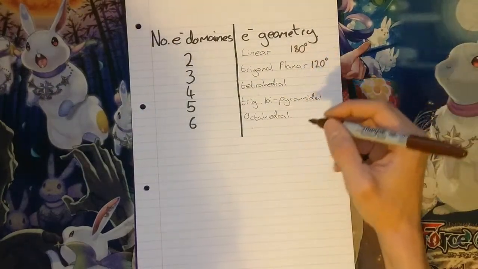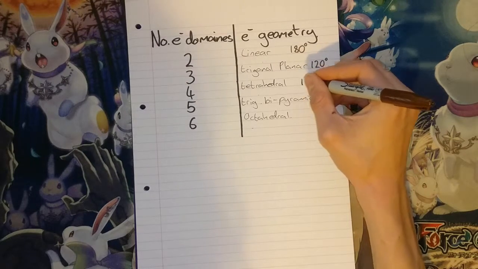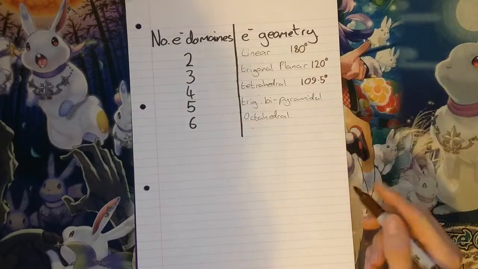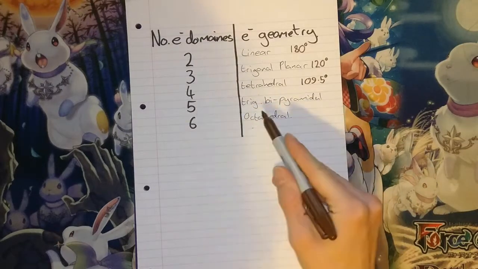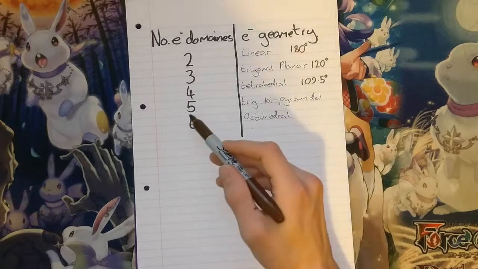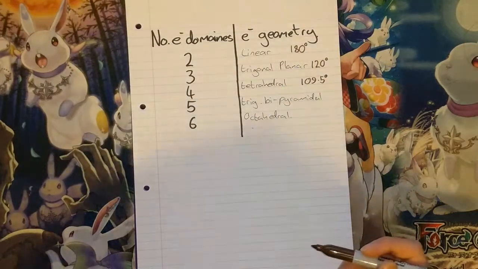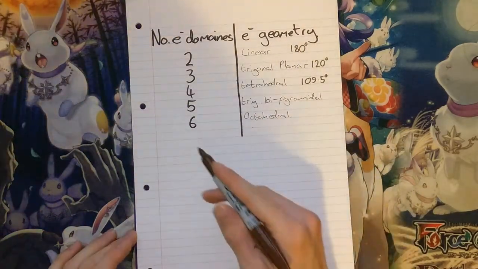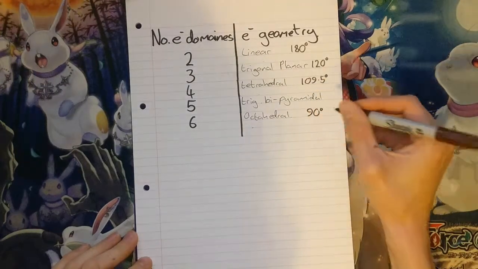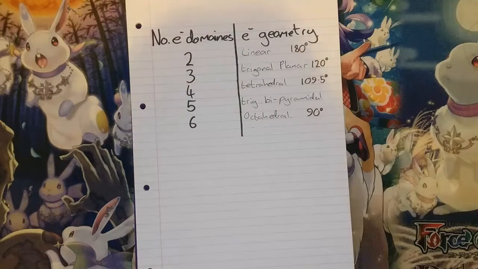Now, tetrahedral will have bond angles of 109.5 degrees. We'll have trigonal bipyramidal electron geometry if we have 5. I'll explain the bond angles on those in just a second. And 6 will be octahedral, which is all 90 degrees, and I'll show you that now as well.